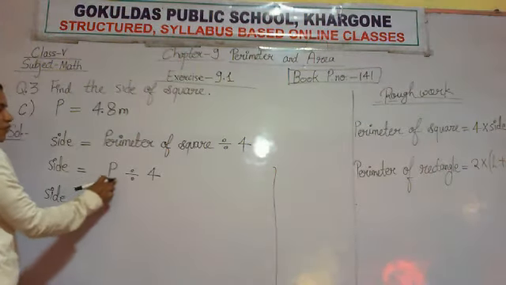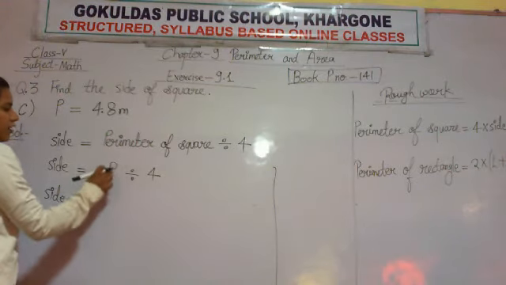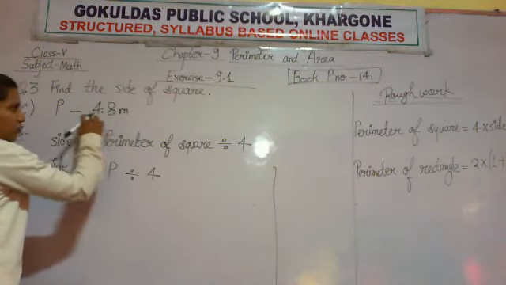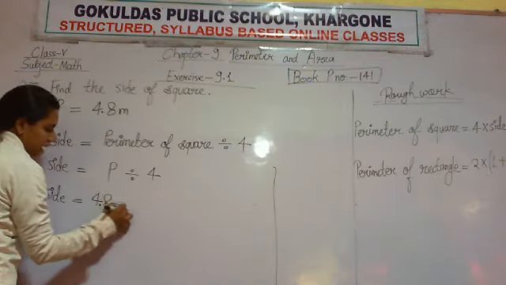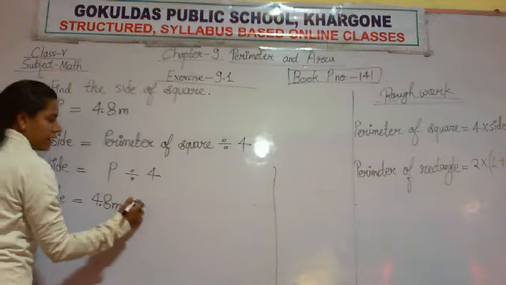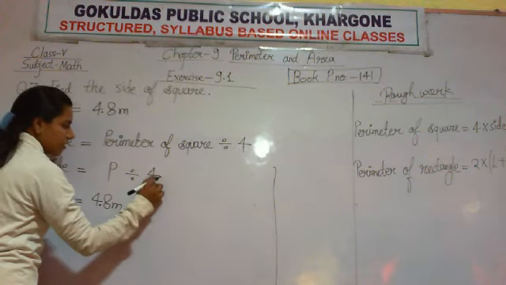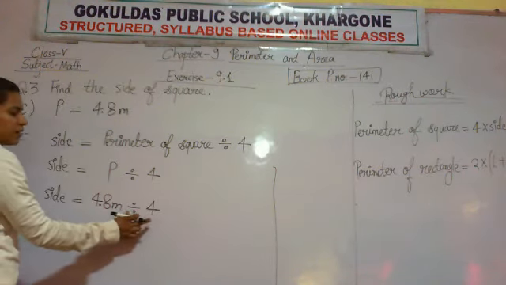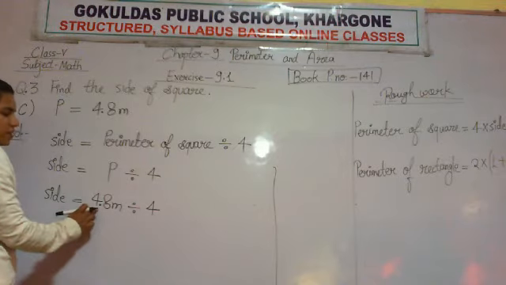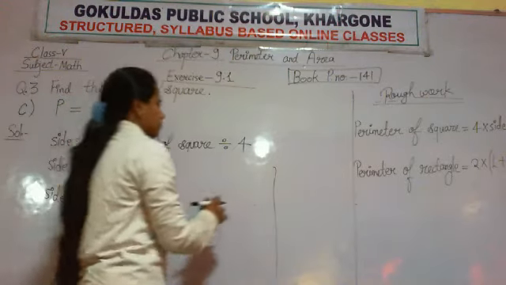Now what is the value of P? The value of P here given is 4.8 meter. So write 4.8 meter at the place of P. Then divide symbol. So copy down divide symbol. 4 is written. Write 4. Now it means 4.8 meter divided by 4. So divide this 4.8 by 4.